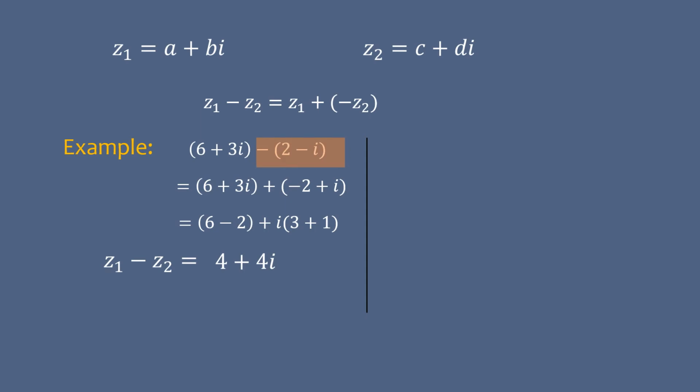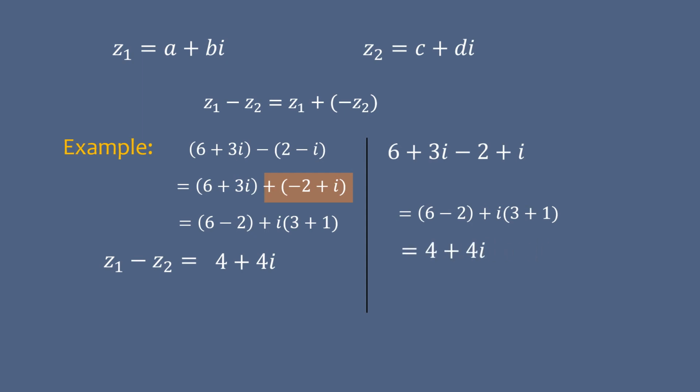Instead of writing 2 minus i as minus 2 plus i, let us directly subtract it as we do in addition. But first, we need to remove the brackets and adjust the sign. So now, it will be 6 plus 3i minus 2 plus i. Now, solve the equation as we used to do in lower classes. 6 minus 2, plus i, 3 plus 1, and it will be 4 plus 4i. Thus, we received the same result.